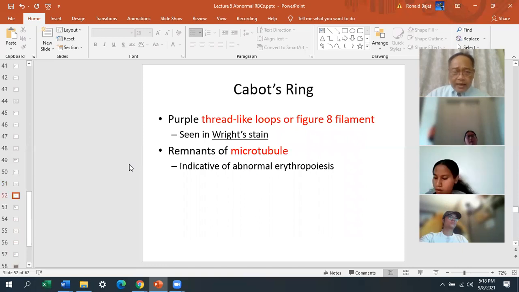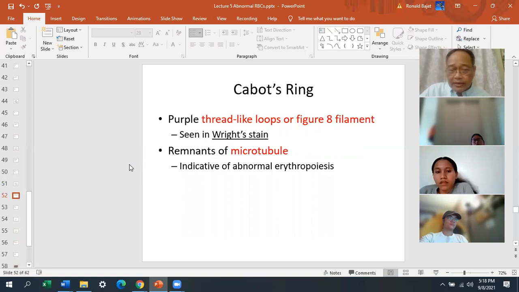Cabot's rings. Cabot's rings are thread-like loops. You don't see too many. I haven't seen too many Cabot's rings. If I did, I can't remember. I think I may have seen it once. Thread-like loops or figure-8 filament.